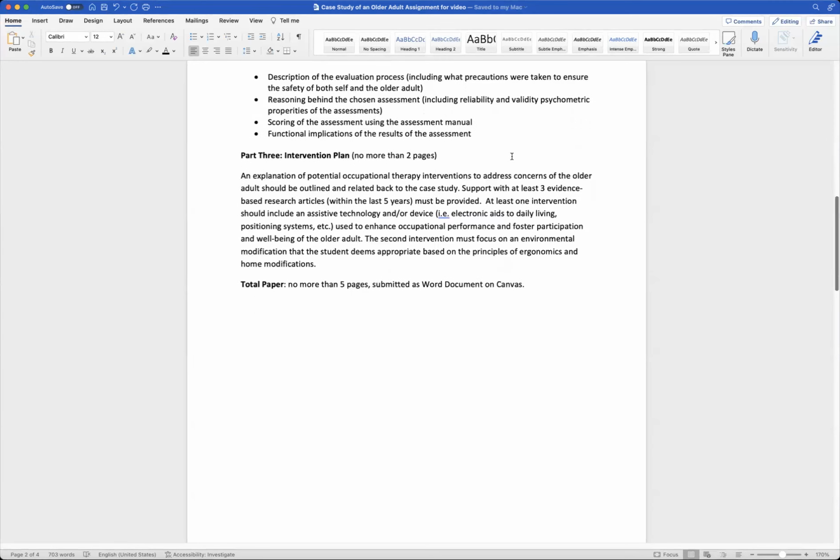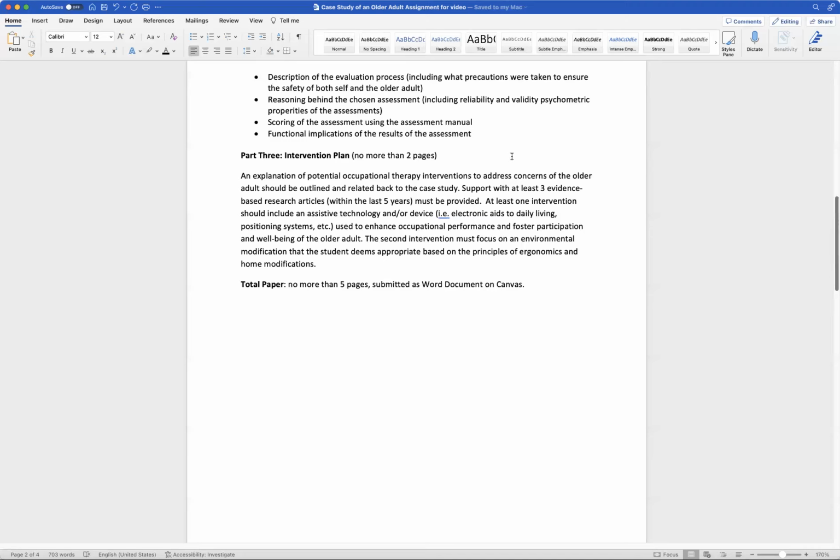And lastly, there's part 3, which is the intervention plan, which should be no more than 2 pages. This is an explanation of the potential occupational therapy interventions to address concerns of the older adult. They should be outlined and relate back to the case study. Support this with at least 3 evidence-based research articles within the last 5 years. At least 1 intervention should include a piece of assistive technology and/or a device, so like electronic aids to daily living or positioning systems, etc., used to enhance occupational performance and foster participation and well-being of the older adult.